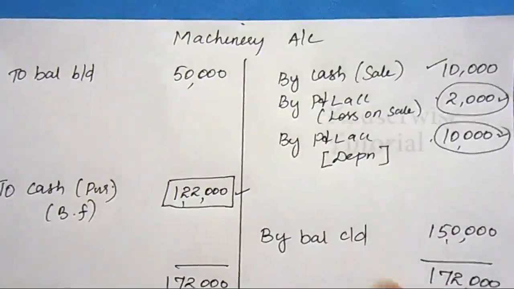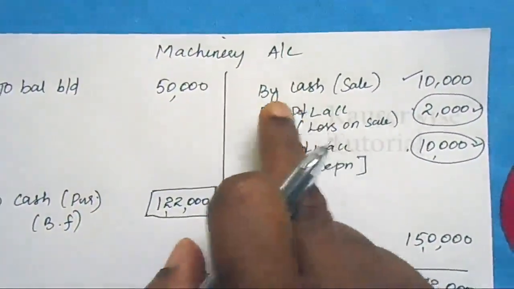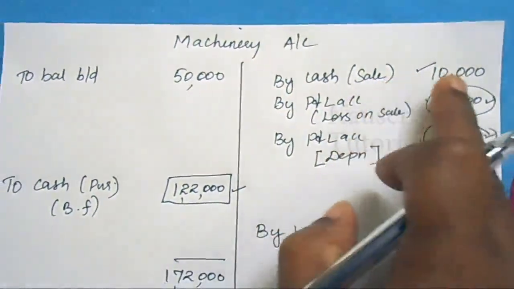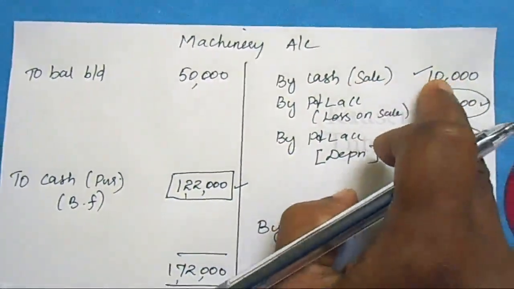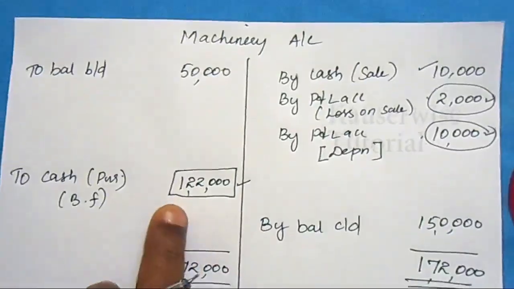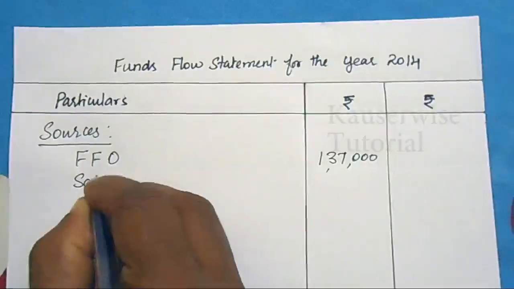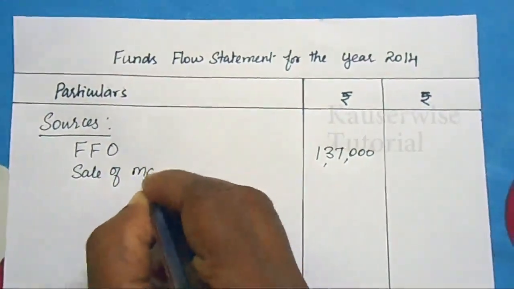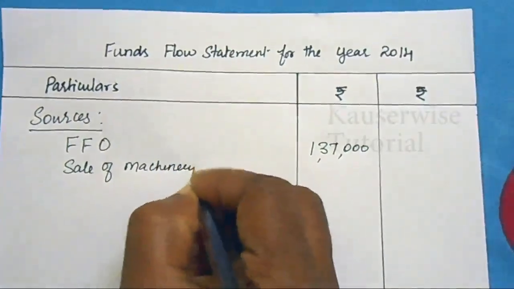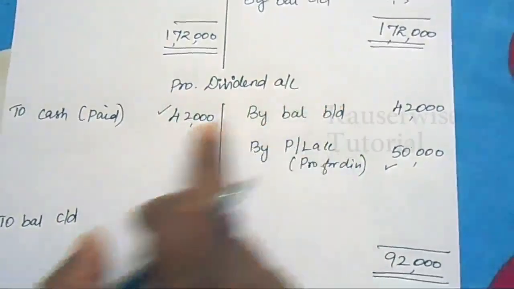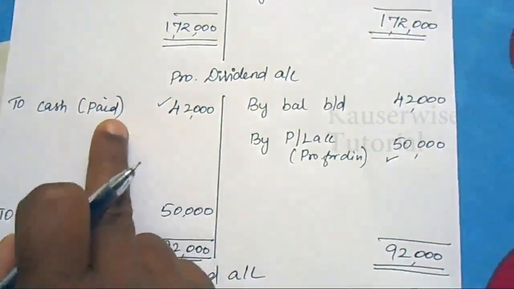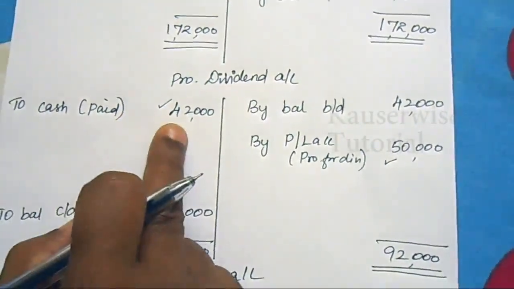1,37,000. Now look at the machinery account ledger. Here sale of machinery, how much? 10,000. So it is also one of the sources of fund. This will be recorded in sources, and this will be recorded in application. Sale of machinery, how much? 10,000. In proposed dividend, we have paid 42,000. This will be recorded in application of fund.